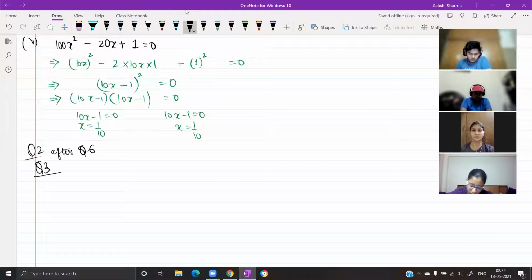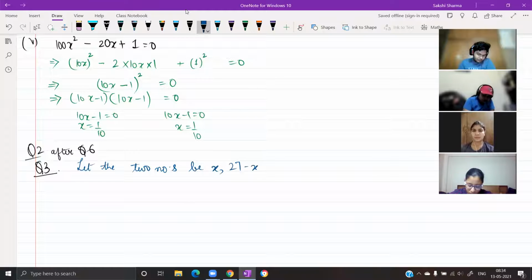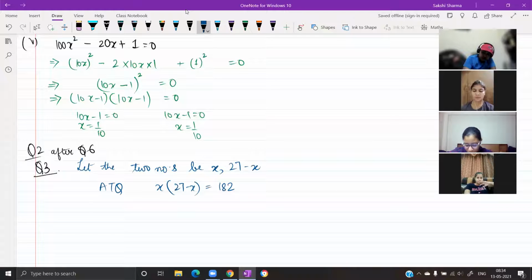Ma'am, question 3. Okay. So this time I'm not writing it in detail. I have directly written that the numbers will be x and 27 minus x. The product is 182. Form your quadratic equation and you have to solve it this time.